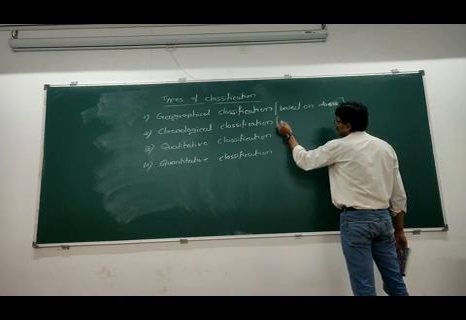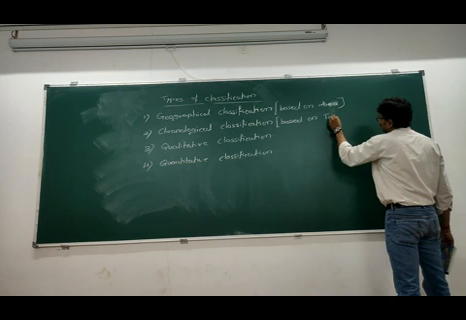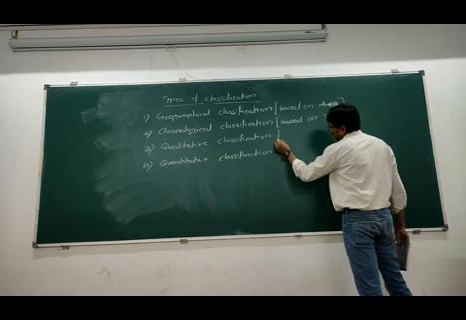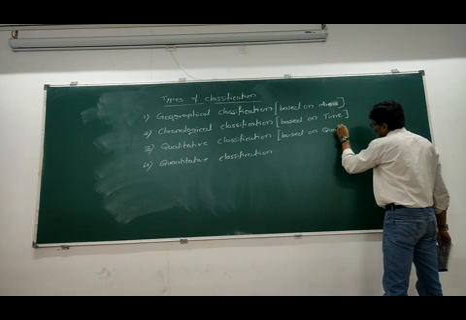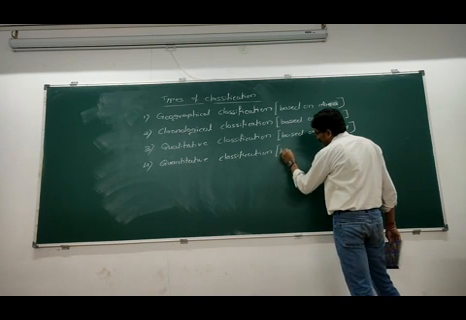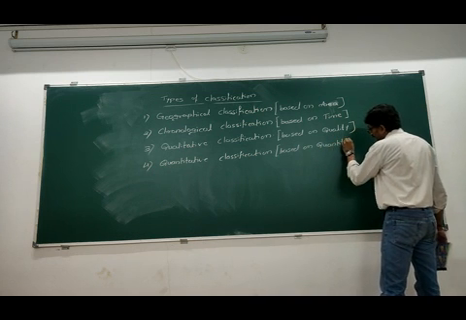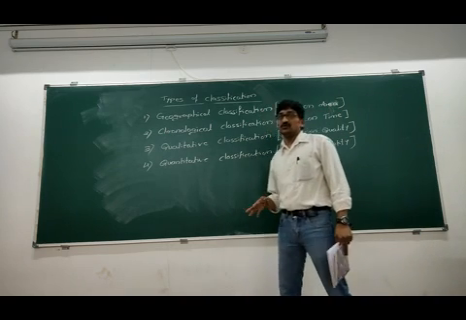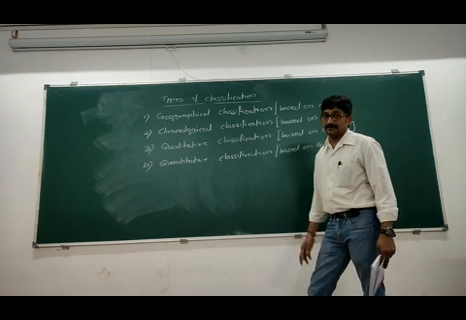Chronological classification is based on time. Qualitative classification is based on the quality of any product. And quantitative classification is based on quantity. These are the 4 types of classification. You can write in your own words the meaning of geographical, chronological, qualitative and quantitative.